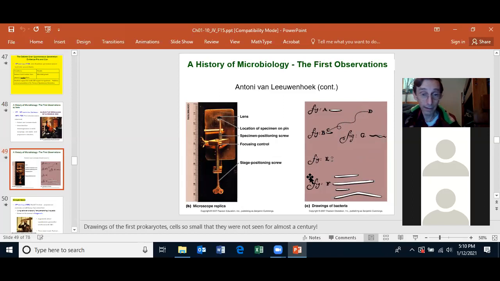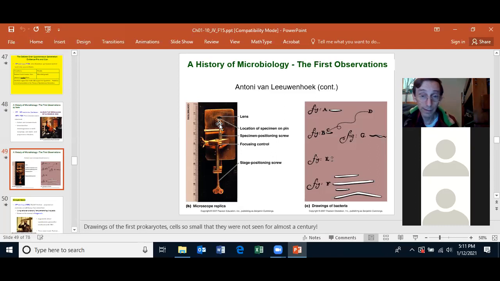And these cells were so small that they were not seen for about a century later by other people. It's just because he built the best microscopes and ground the best lenses. In his day, you had to have somebody grind your lenses, and he hand ground them. Why his microscopes were much better than anybody else's is, if you look at this, this is not a compound microscope. It only has one lens for magnifying.